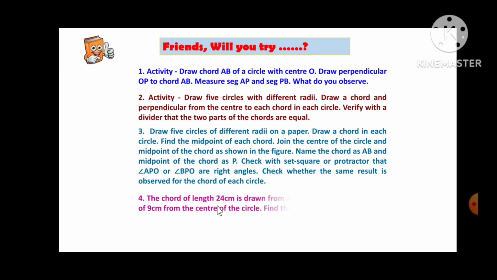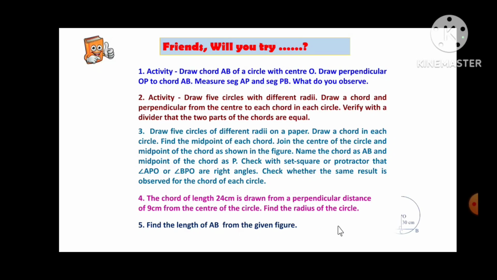The chord of length 24 cm is drawn at a perpendicular distance of 9 cm from the center of the circle. Find the radius of the circle. Find the length of AB from the given figure. Friends, here this OC is perpendicular to AB. So you have to find out the chord AB's length. I think attempt all this and practice.